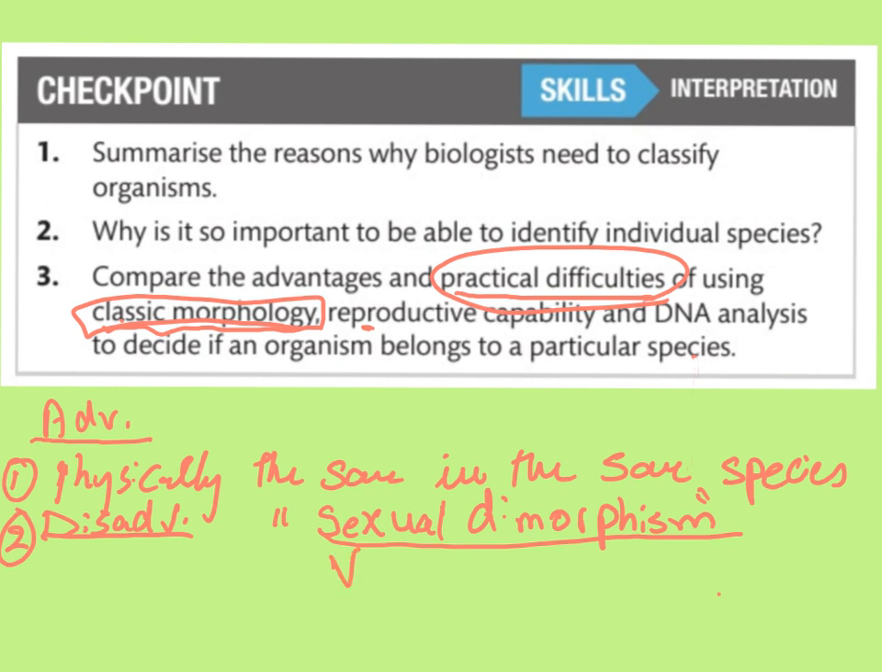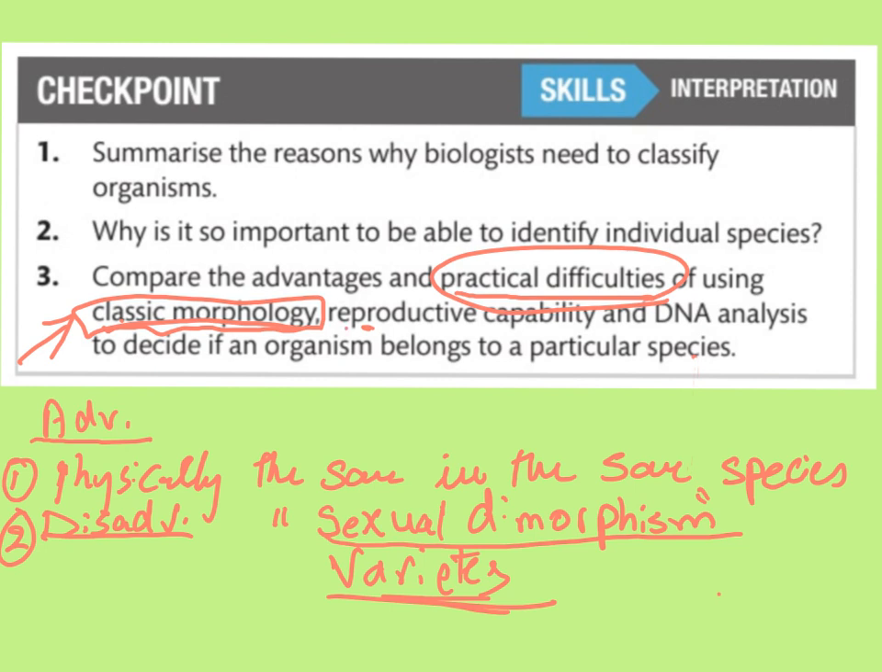The second one is varieties. Varieties within the same species. You and your colleague look different, but both of you belong to the same species. So there was a conflict depending on this definition. Can we put them in the same species or not? So varieties were creating a problem in the classic morphology model.